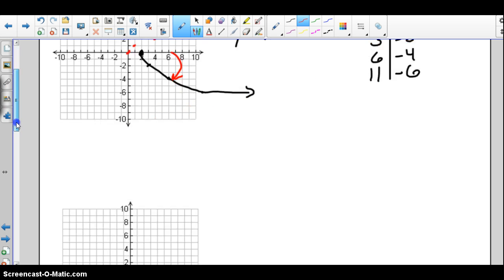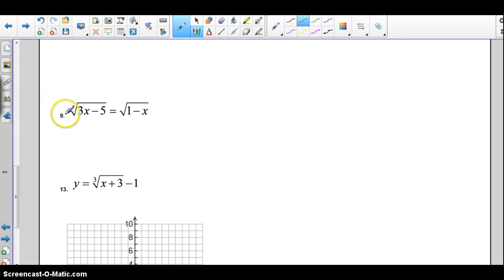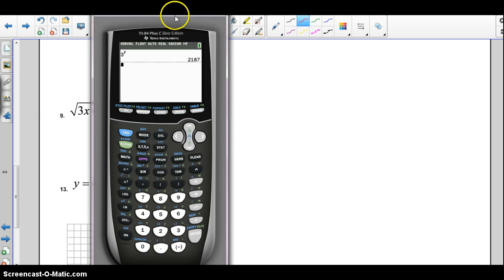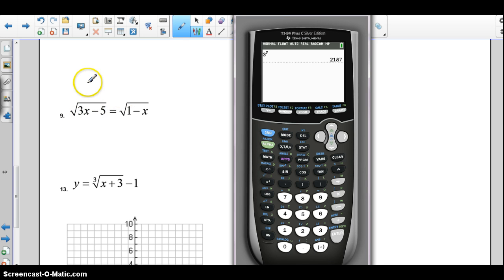Let's move on down here. Let's take a look at number 9 on your worksheet. And they asked you to go ahead and use a graphing calculator for this. So I'm going to pull up my handy dandy graphing calculator. And I'm going to plug in this into y1 and this into y2.